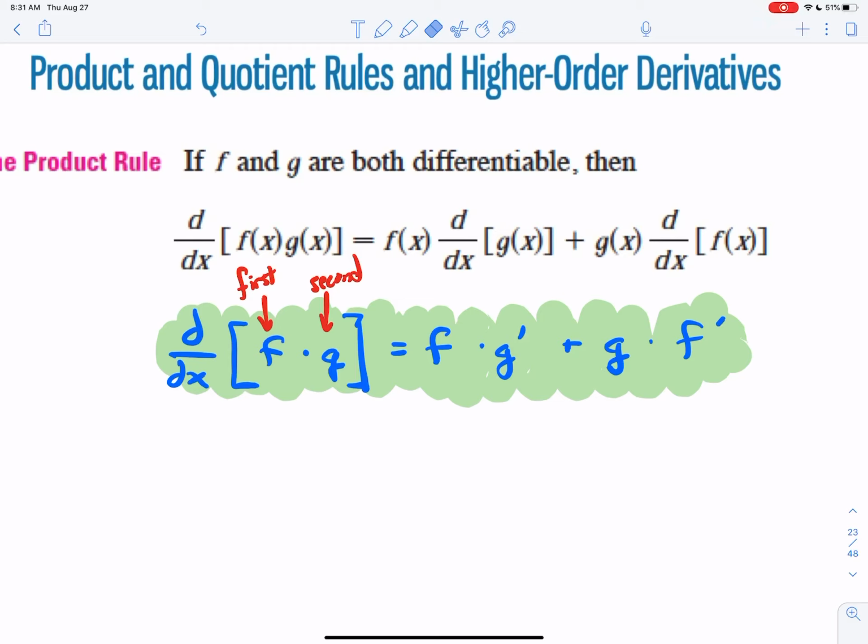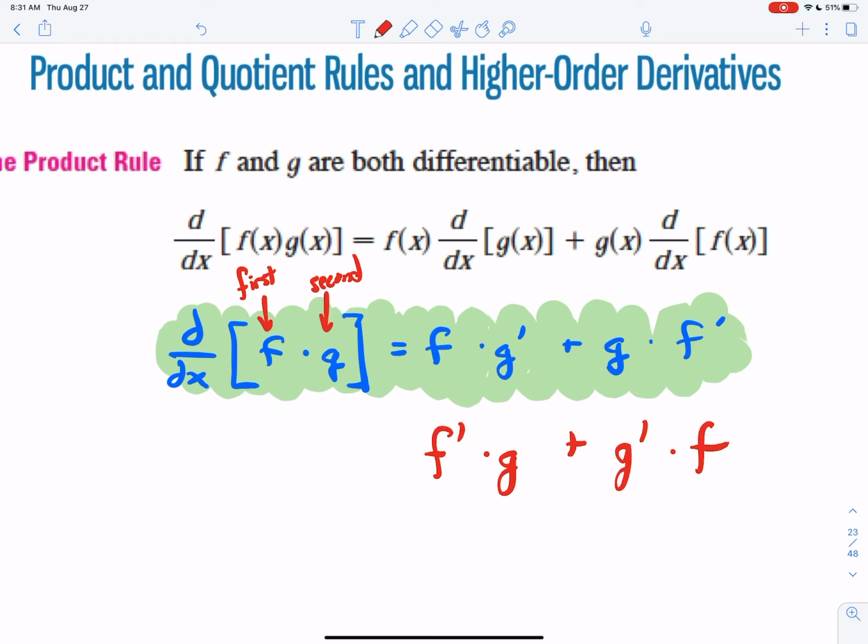Okay, so here's what usually happens. Some of you may mix this up, okay? Some of you may say it's the derivative of the first times the second plus the derivative of the second times the first, okay?